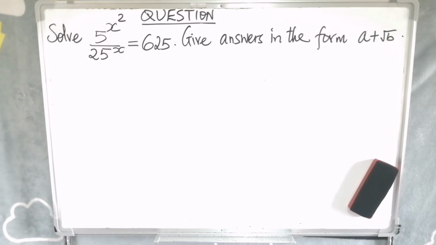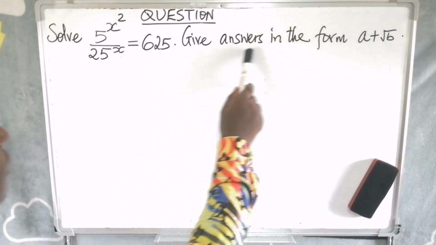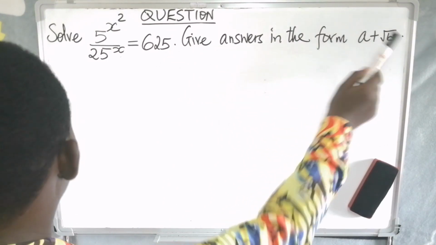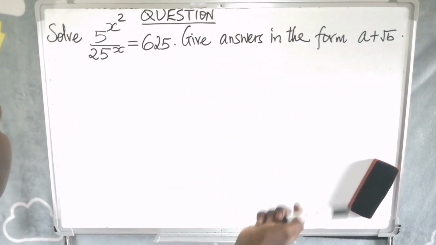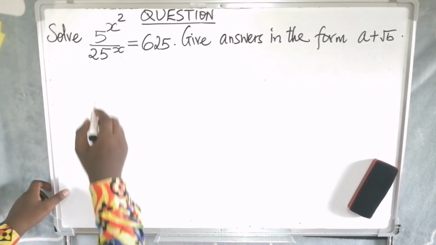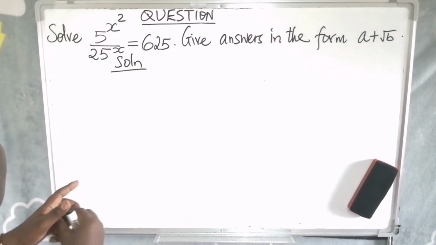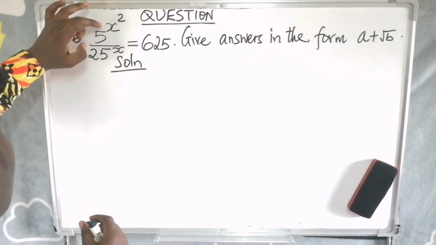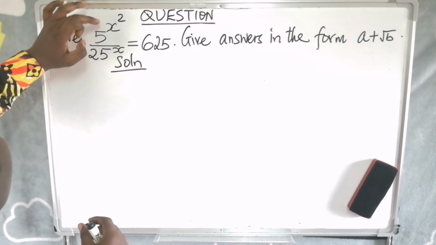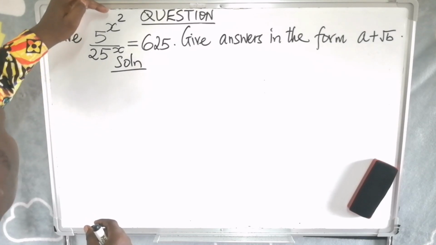Here we have a question that we need to solve and give our answers in the form a plus root b, where a and b are integers. To solve this question, we need to look at it carefully and realize that here we have 5 raised to the power x, which is further raised to power 2.